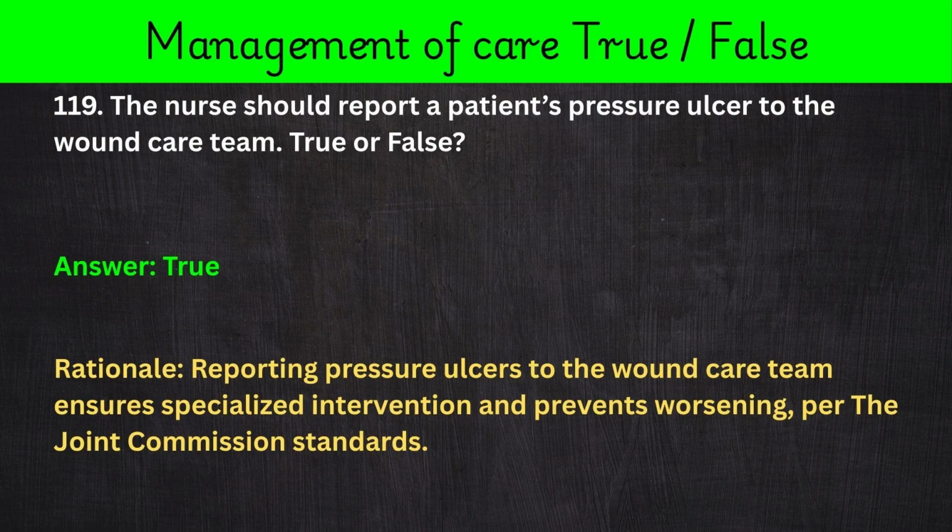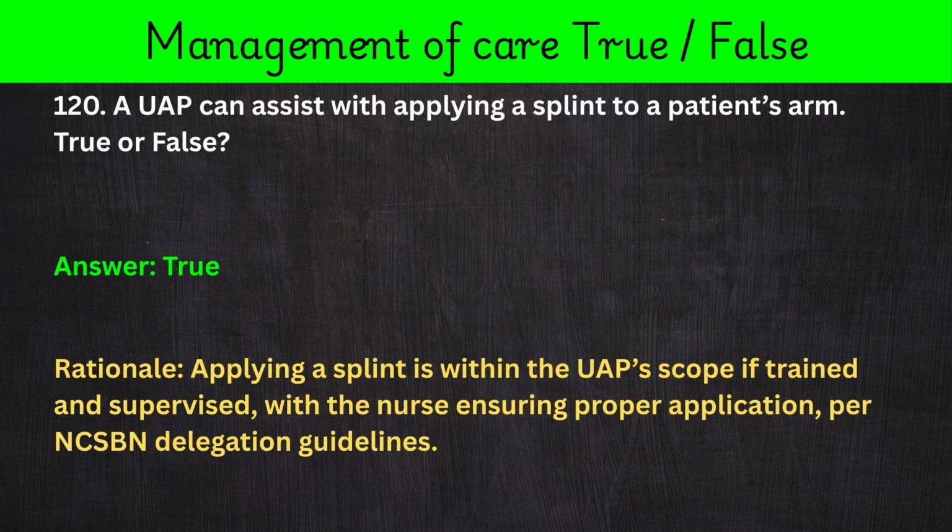119. The nurse should report a patient's pressure ulcer to the wound care team. True or false? Answer: True. Rationale. Reporting pressure ulcers to the wound care team ensures specialized intervention and prevents worsening, per the Joint Commission Standards. 120. A UAP can assist with applying a splint to a patient's arm. True or false? Answer: True. Rationale. Applying a splint is within the UAP scope if trained and supervised, with a nurse ensuring proper application per NCLEX-PN delegation guidelines.